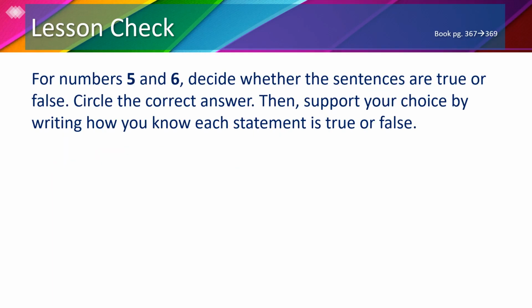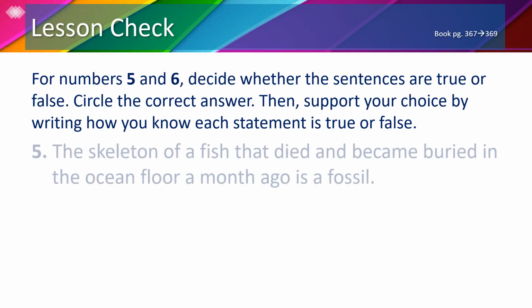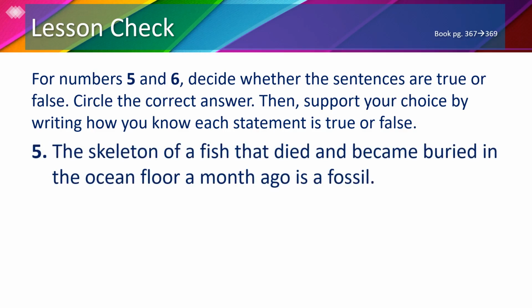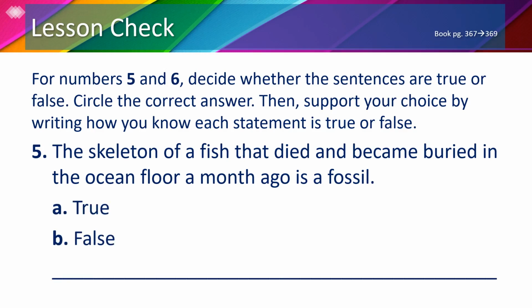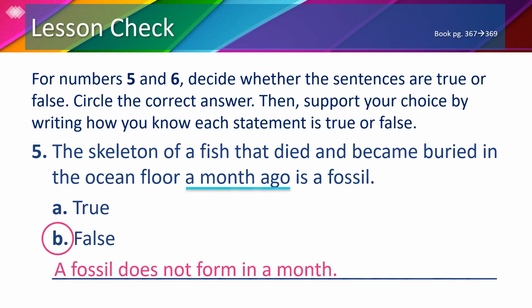For numbers 5 and 6, decide whether the sentences are true or false. Circle the correct answer, then support your choice by writing how you know each statement is true or false. In number 5, the skeleton of a fish that died and became buried in the ocean floor a month ago is a fossil. True or false? The clue here is a month ago. So it did not take a long enough time for the fossil to form. So the answer is false. A fossil does not form in a month.